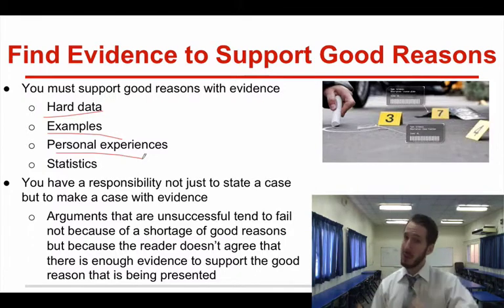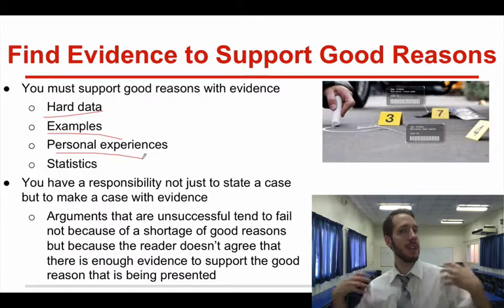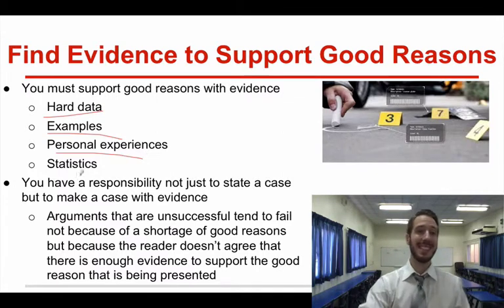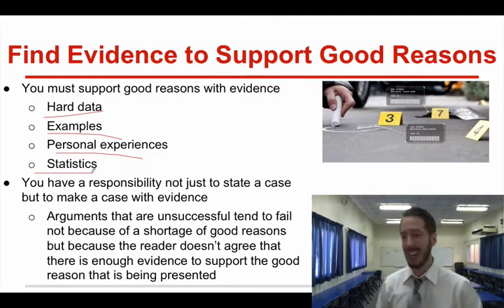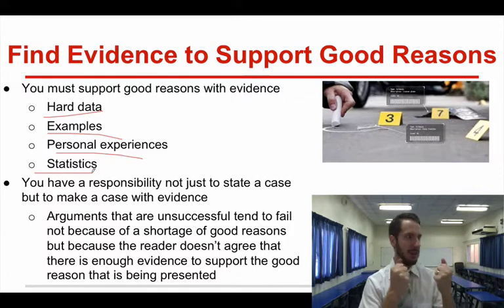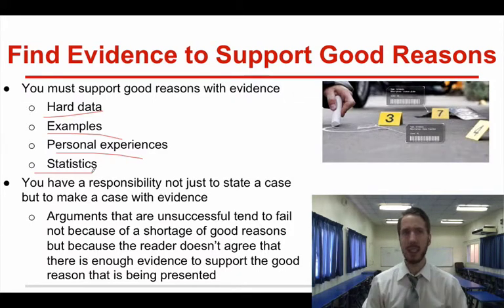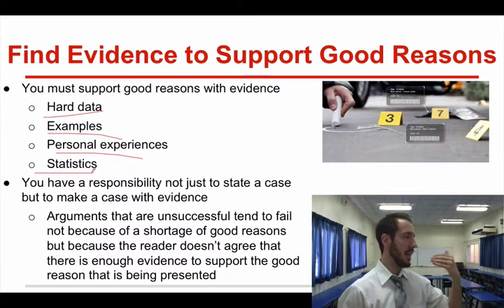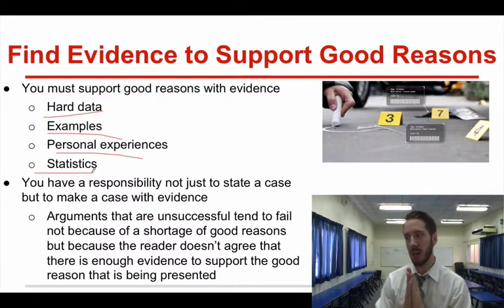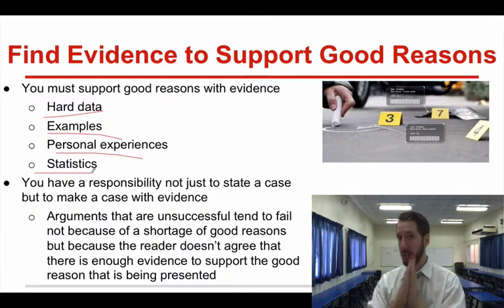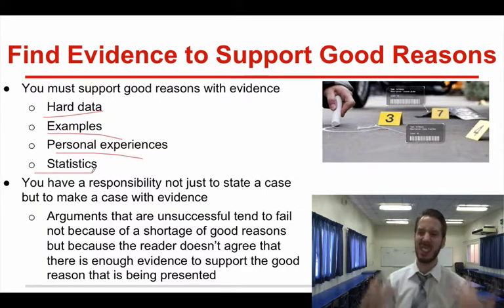What about personal experiences? This can come, especially if you're doing a narrative argument, from your own experiences, from experiences of others. Statistics are fantastic. Again, numbers have a very strong pull in an argument because they're objective. If you're talking to an expert in the field, yes, they will have a lot of credibility, but they may be biased. Whereas statistics, hard numbers, hard data are really effective.